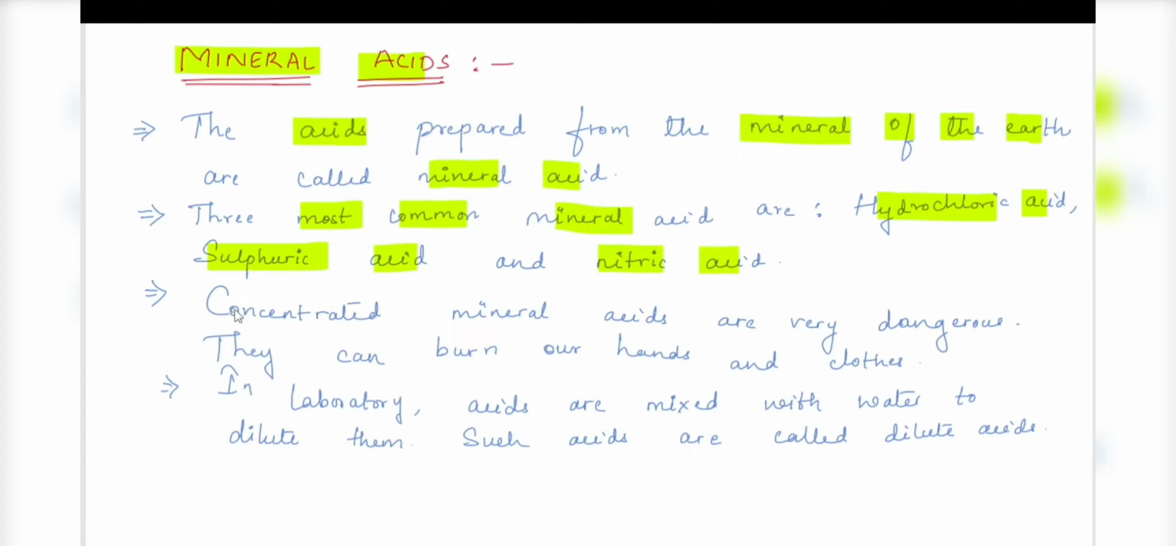If we take the mineral acid in the concentrated form, concentrated mineral acids are very dangerous and they can burn our hands and clothes. So in the laboratory, what we do is mix the concentrated acid with water to dilute it. Such acids are called dilute acids and they're less harmful compared to the concentrated mineral acids. So one more generalization about acids is that acids prepared from minerals are called mineral acids, and mineral acids are strong acids.